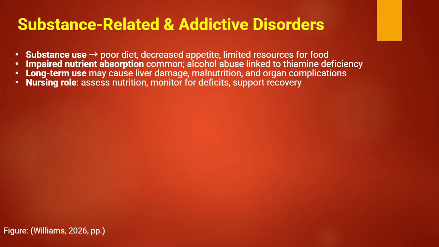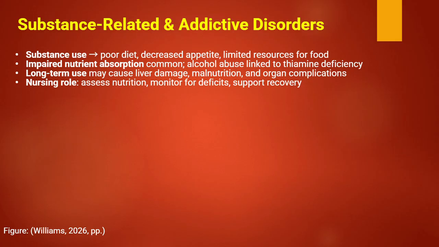Substance use, including alcohol, smoking, and other addictive behaviors, often leads to nutritional problems. These individuals may not prioritize healthy eating, resulting in poor dietary intake. Substance use can interfere with food intake in two major ways. First, by decreasing appetite, and second, by decreasing financial resources available for purchasing nutritious food. Many people struggling with substance use prioritize the substance over food, which worsens malnutrition.